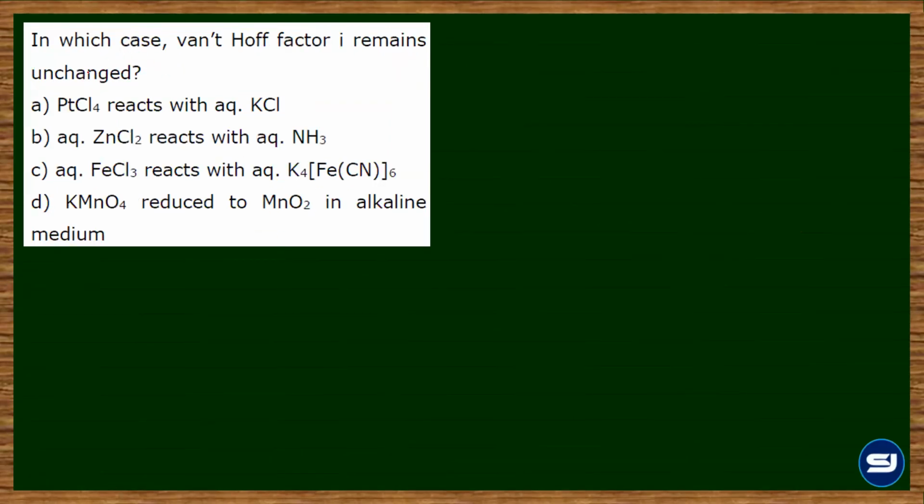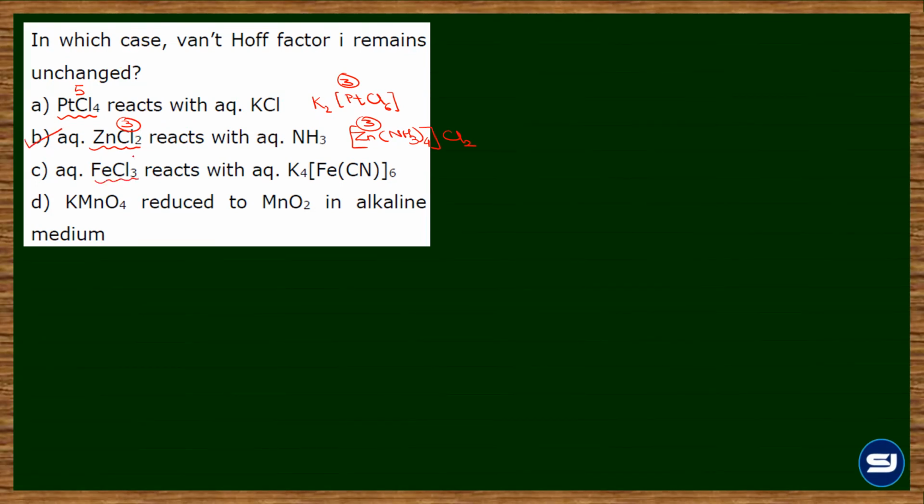In which case, Van't Hoff factor i remains unchanged. Okay, so Van't Hoff factor is related to the number of particles. PtCl4 will have 5 particles, and with KCl, it forms K2PtCl6, which will break down to give you 3 particles. So particles are changing. Zinc chloride with aqueous ammonia. Zinc chloride has 3 particles, and on reaction with ammonia, it forms a complex Zn(NH3)4 Cl2, which is again having 3 particles. So the Van't Hoff factor doesn't change in option B.